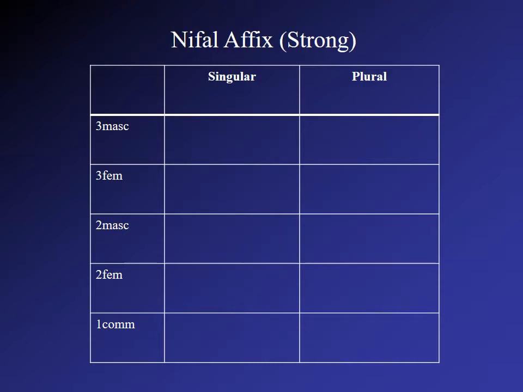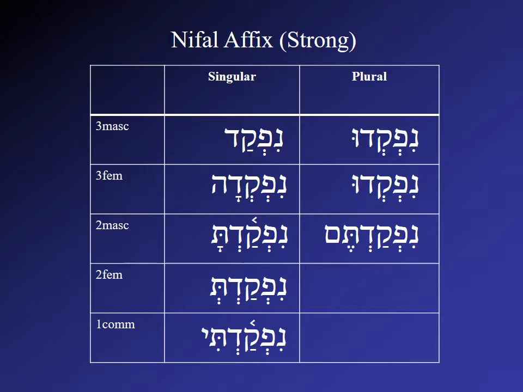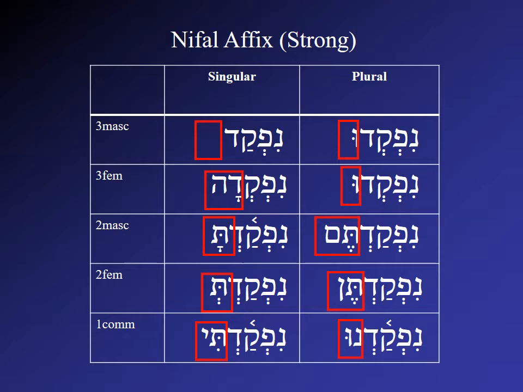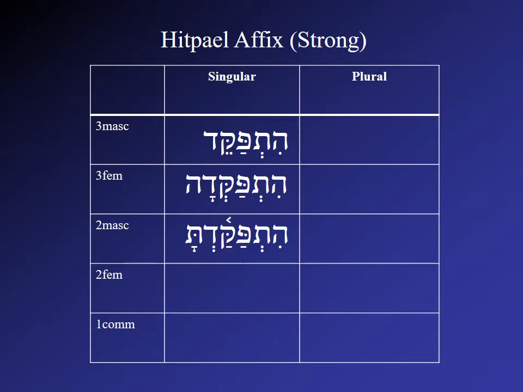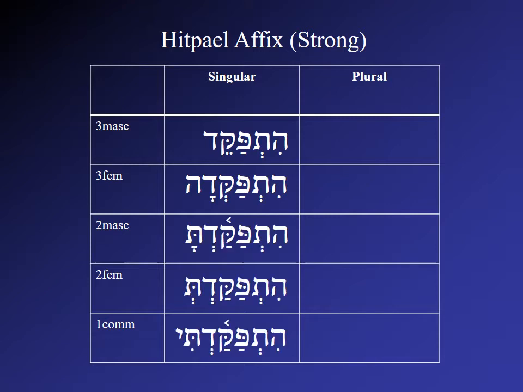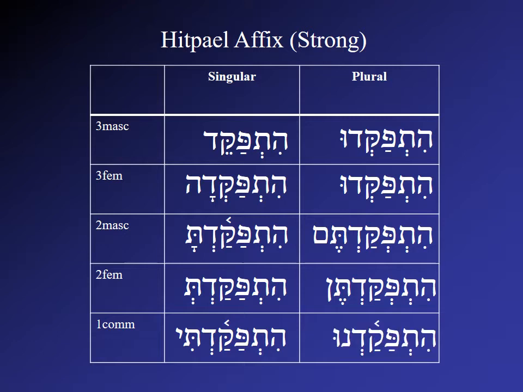You could do the same thing in the Nifal. So you know our Nifal is nifqad. So nifqedah, nifqadta, nifqad, nifqadti, nifqedu, nifqadtem, nifqadten, nifqadnu. Here again, same endings. They are just added to nifqad instead of pakad. And of course, you could do the Hitpael, which you know is hitpaqed. So hitpaqdah, hitpaqadta, hitpaqed, hitpaqadti, hitpaqdu, hitpaqadtem, hitpaqadten, hitpaqadnu. Here again, our endings just attached to the third masculine singular hitpaqed.